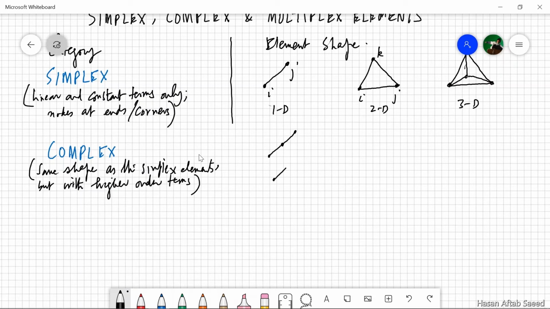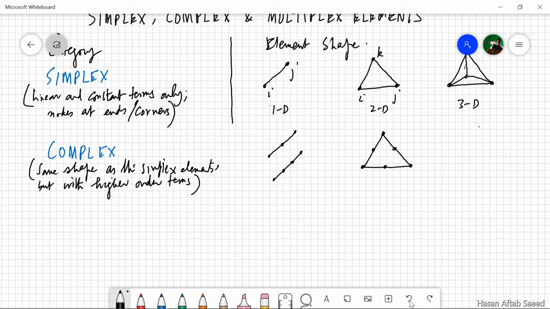If you go one step further, and we have just seen it, this one too. Again, this is a higher order element because you have two nodes in between. But the shape is the same, it's a line. When it comes to 2D, and we just saw this one also, the shape is the same as the simplex element, but we have more nodes because we need to accommodate more terms because it includes the quadratic term. This is a higher order element.